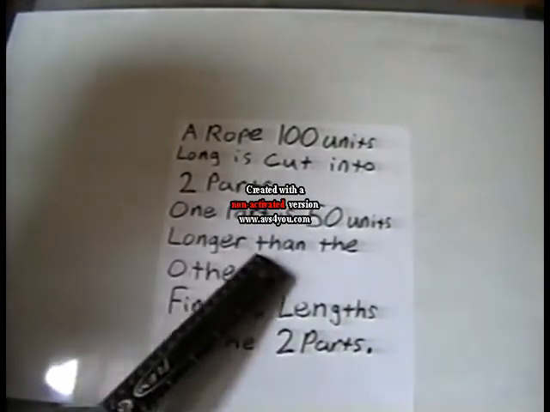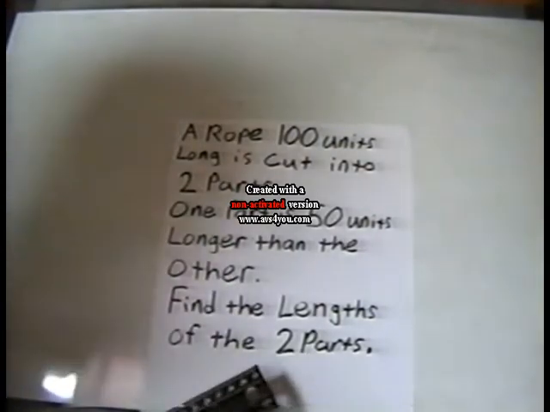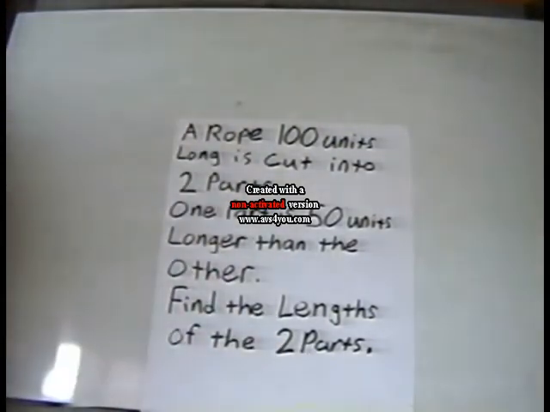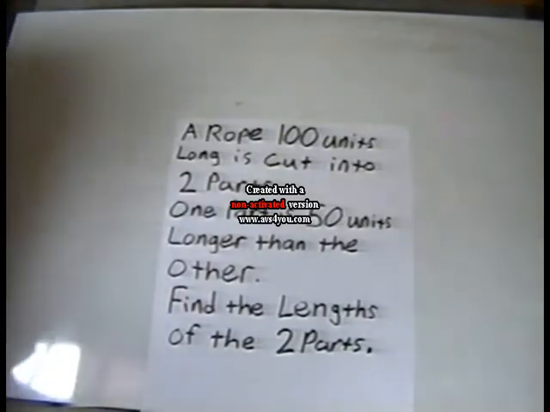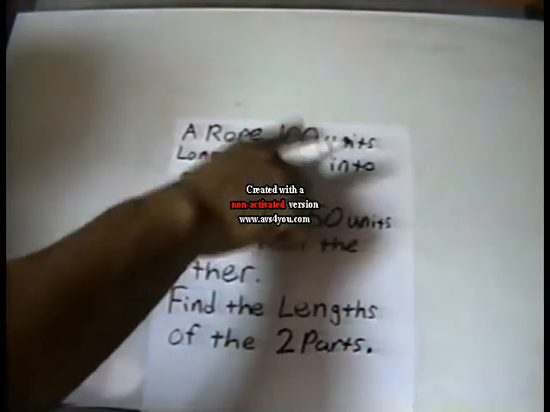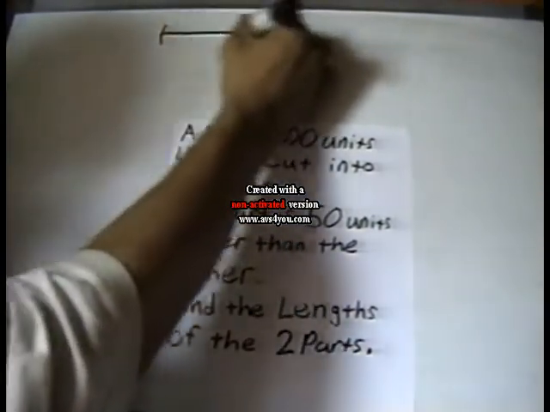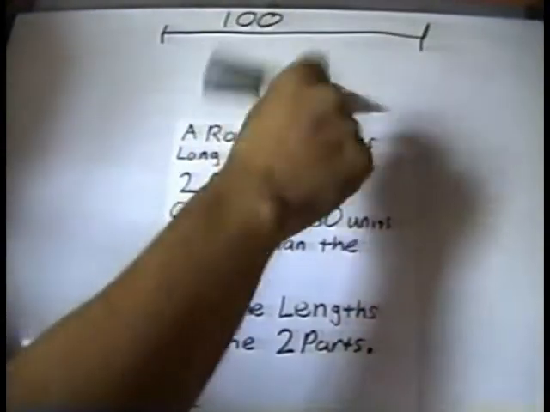Try our next word problem. A rope 100 units long is cut into two parts. One part is 50 units longer than the other. Find the length of the two parts. Okay?